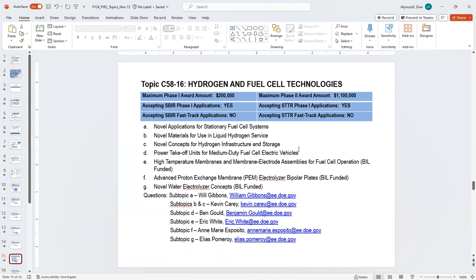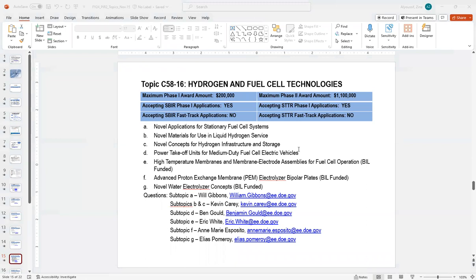Is the subtopic only concerning end product application, or would a proposal on a specific subcomponent of a stationary device, for example, innovation on the catalyst or MEA, be within scope? Okay, that is an excellent question. We're really looking to take existing stacks and put them into systems that are somewhat novel.